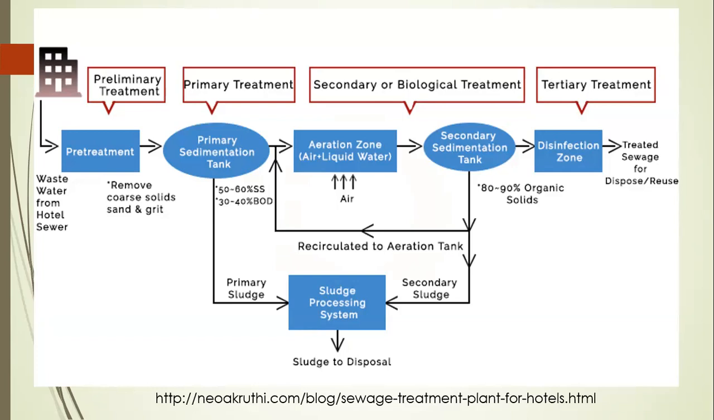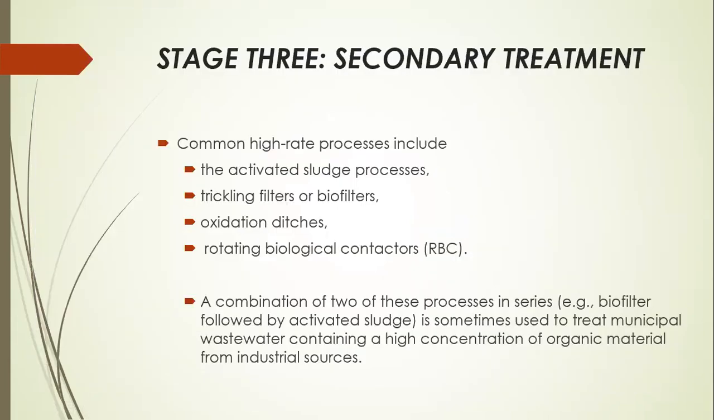Right. So this is a summary of what we have discussed, right? You will have a preliminary treatment, primary treatment process, secondary treatment. Mainly the biological treatment processes are used, such as aeration tanks and so on. And then you will have tertiary treatment, mainly targeting nutrients. Right. Let's look at the secondary treatment in a bit more detail.